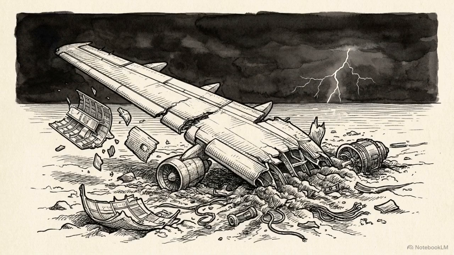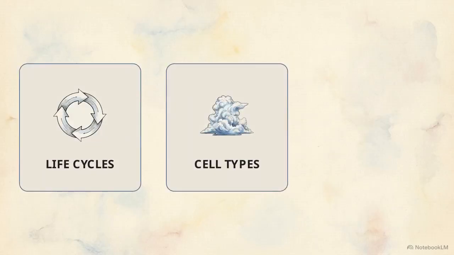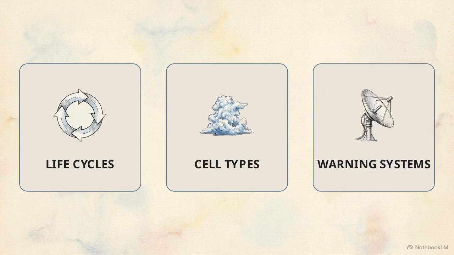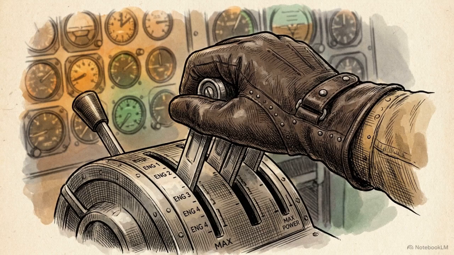Thunderstorms and wind shear have caused more aircraft accidents than nearly any other weather phenomenon. This curriculum, covering life cycles, cell types, and warning systems, forms the core of your DGCA Paper 2 exam because understanding these dynamics is a prerequisite for safe flight operations.